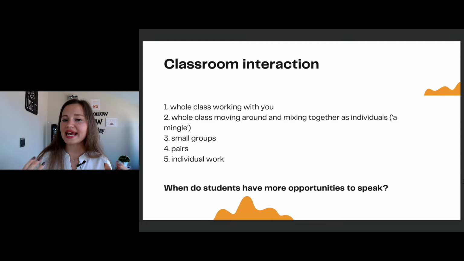When do students have more opportunities to speak? Let's think all together. Of course, when they work in pairs, right? Because if you, let's say, have 20 people in your group and if you put them in pairs, then all 20 work at the same time and at least 10 are speaking at this particular moment. So we can see that a lot of people can work at the same time.